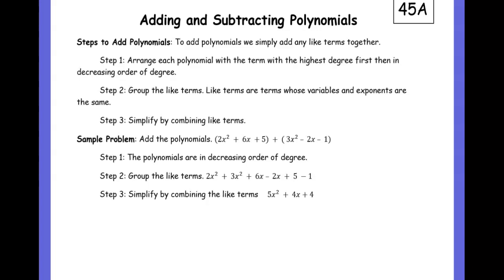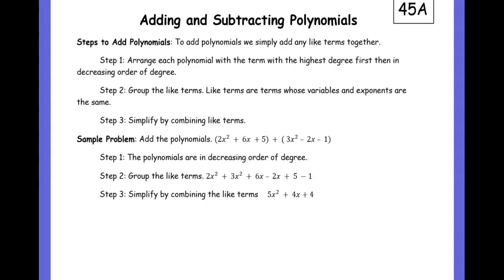Okay, so we start by arranging each polynomial with the term with the highest degree first and then in decreasing order of degree. Okay, and we group the like terms. Like terms are terms whose variables and exponents are the same, and then we simplify by combining the like terms.